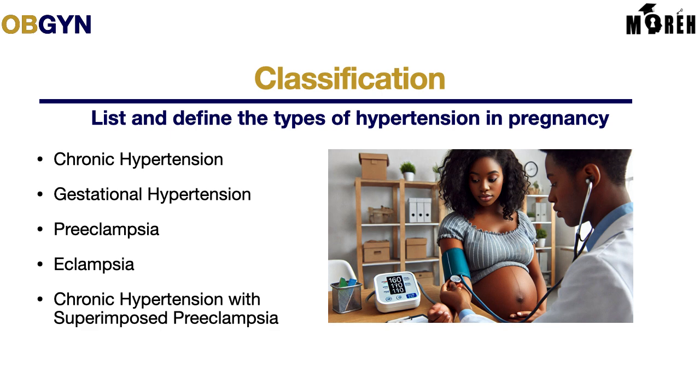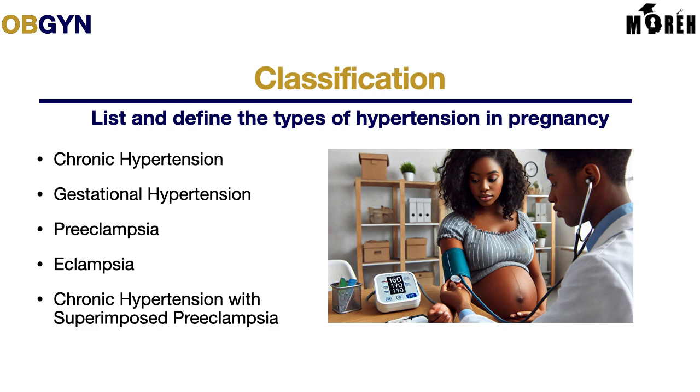Okay, first appears in pregnancy before 20 weeks. So if it's there before 20 weeks, we're saying it's chronic hypertension. Most likely the woman had hypertension, but it wasn't managed. Then gestational hypertension is the definition I just gave. This one occurs after 20 weeks gestational age.